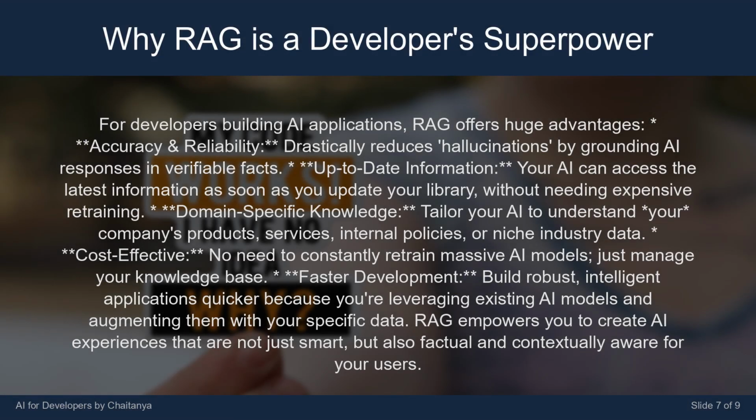For developers building AI applications, RAG offers huge advantages. Accuracy and reliability: drastically reduces hallucinations by grounding AI responses in verifiable facts. Up-to-date information: your AI can access the latest information as soon as you update your library, without needing expensive retraining. Domain-specific knowledge: tailor your AI to understand your company's products, services, internal policies, or niche industry data.